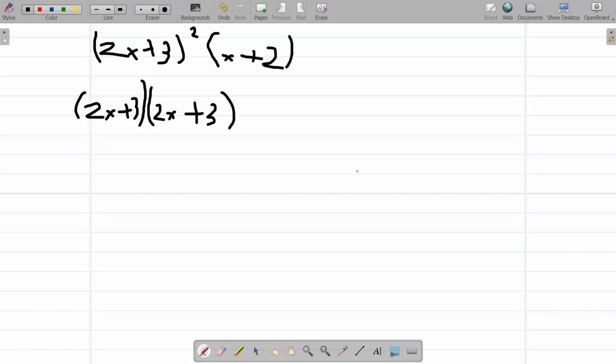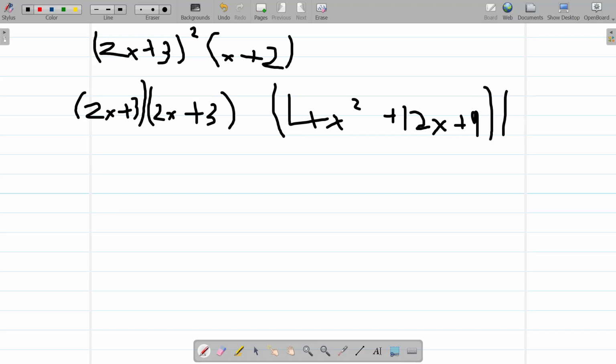So we can make that into, if we just do it quite quickly, if I can find my cursor, which I'm struggling to do, 4x squared, big old 4 there, plus 6x plus another 6x, so plus 12x, and then 3 times 3, which is plus 9. So then we can pop that in brackets and add the x plus 2 at the end again, and then do it all again.